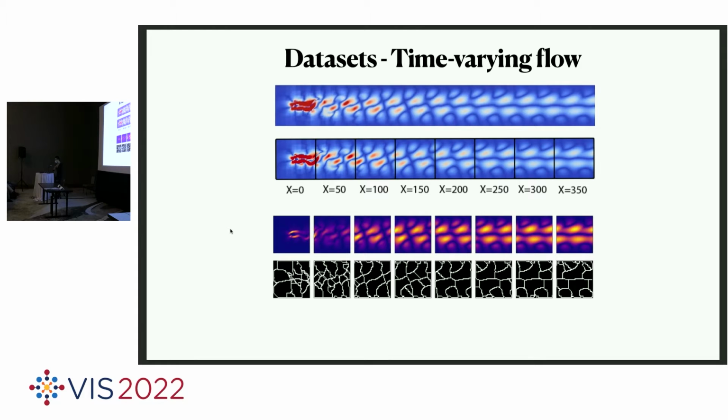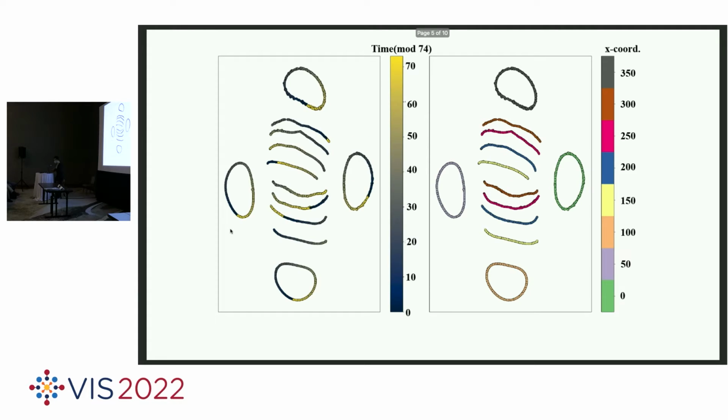The first one comes from a time-varying flow data set. We sample the slices from different x coordinates of the data set and compute the Morse complexes. Then we project those Morse complexes to a 256-dimensional space, and we use TSNE to project them down to 2D. Here is a TSNE projection. They are the same projection, but colored. The left is colored by the time, the right is colored by the x coordinates.